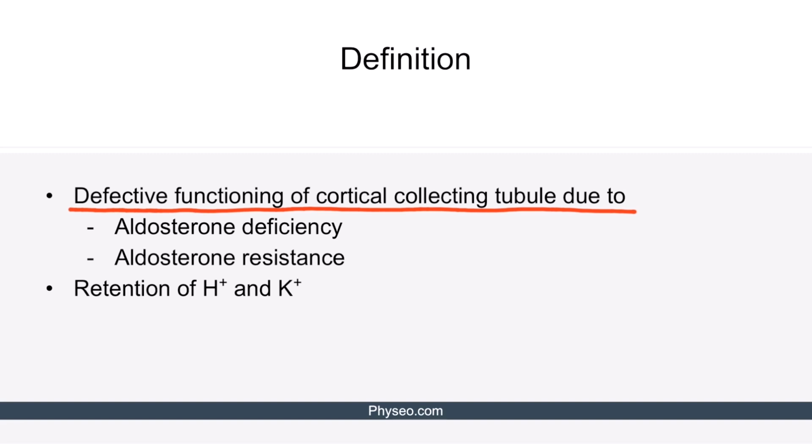Recall that aldosterone acts on principal cells and regulates the reabsorption of sodium and the secretion of potassium. The defective collecting ducts causes retention of hydrogen ions and potassium ions, leading to acidosis and hyperkalemia. Notice that the other three types of RTA that we've discussed so far present with hypokalemia and not hyperkalemia.